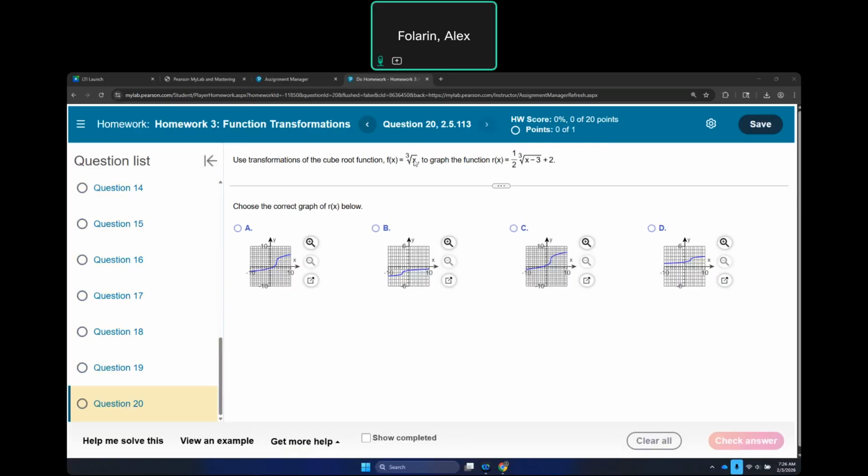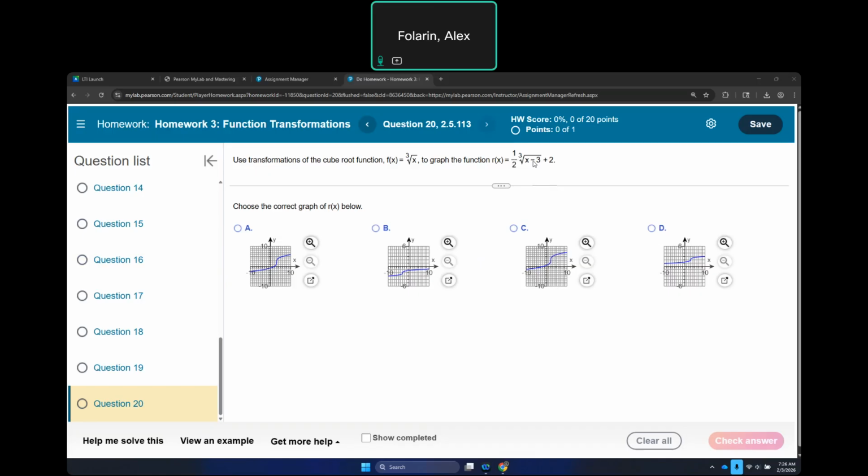I've got the parent function of a cubed root function. So it's the cube root of x. I know it's going to have this shape right here, and all the graphs do have that shape. Now looking at the transformations, we've got a vertical compression of 1/2. So the graph is going to be squished. So I know it's not going to be A. I know it's not going to be C, as those are stretches instead of compressions.